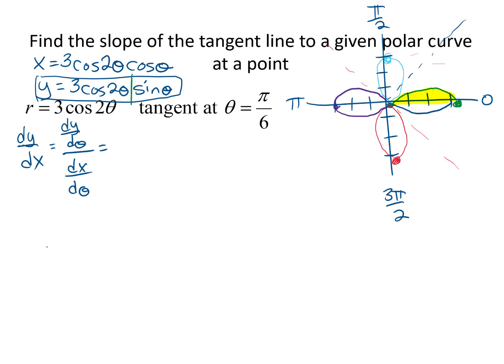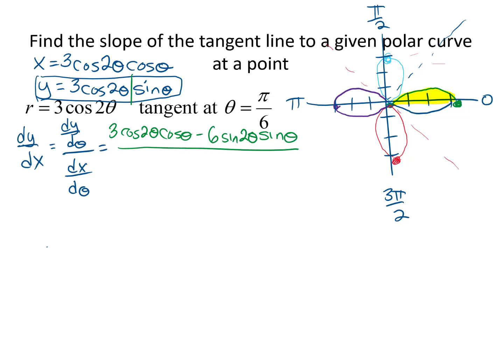So let's take first, 3 cosine 2 theta, times the derivative of the second. The derivative of sine theta is cos theta, plus the second, which is sine theta, times the derivative of the first, and the derivative of cosine is negative sine, and it's going to be 3 sine, but the chain rule will generate a 2, so that's going to make it a 6 sine 2 theta. Okay, so that is our derivative dy/d theta.